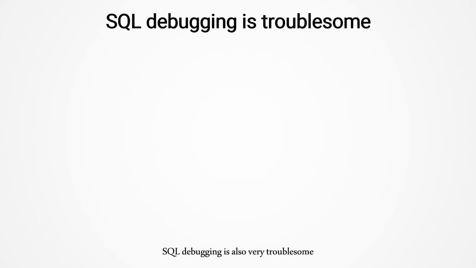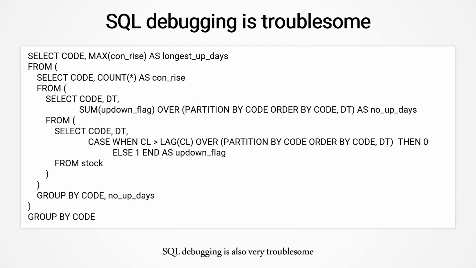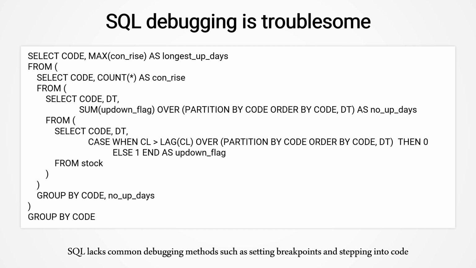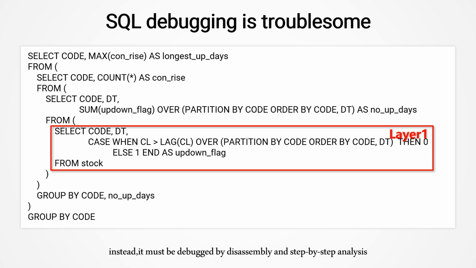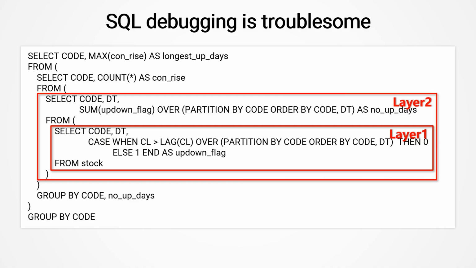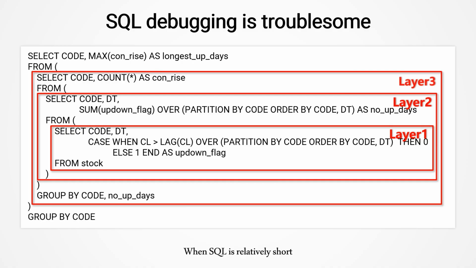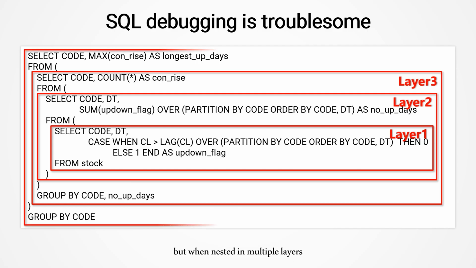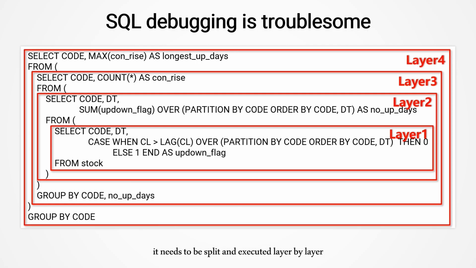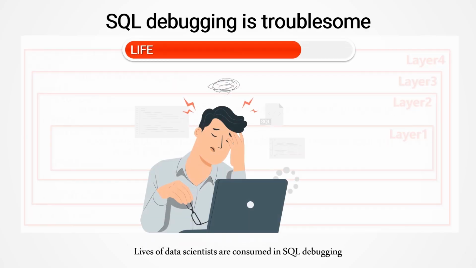Moreover, SQL debugging is also very troublesome. SQL lacks common debugging methods such as setting breakpoints and stepping into code. Instead, it must be debugged by disassembly and step-by-step analysis. When SQL is relatively short, it's bearable, but when nested in multiple layers, it needs to be split and executed layer by layer, which becomes very troublesome. Lives of data scientists are consumed in SQL debugging.